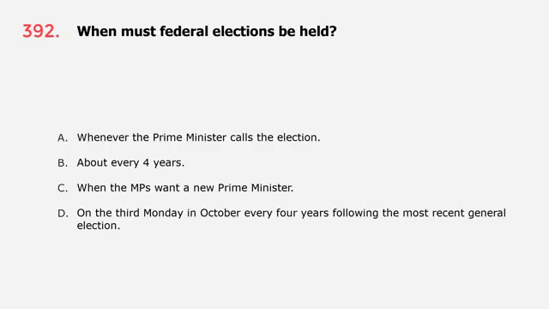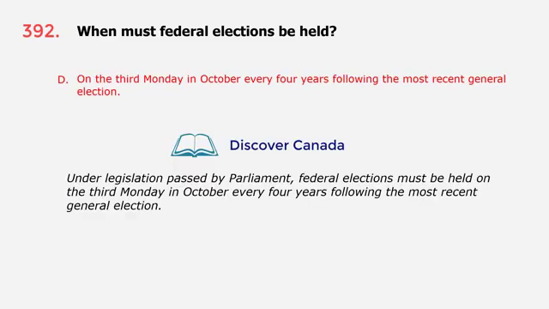Question 392. When must federal elections be held? A. Whenever the Prime Minister calls the election. B. About every 4 years. C. When the MPs want a new Prime Minister. D. On the third Monday in October, every 4 years following the most recent general election. The answer is D. On the third Monday in October, every 4 years following the most recent general election.